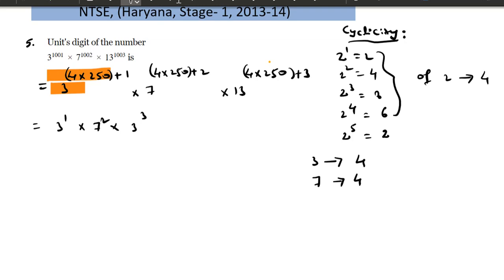And here also 3 power 1 is 3, 7 power 2 unit digit is 9, 3 power 3 unit digit is 7. Then what about its unit digit? 3 into 9 into 7, that is 9 only. Unit digit of that given product is equal to 9.